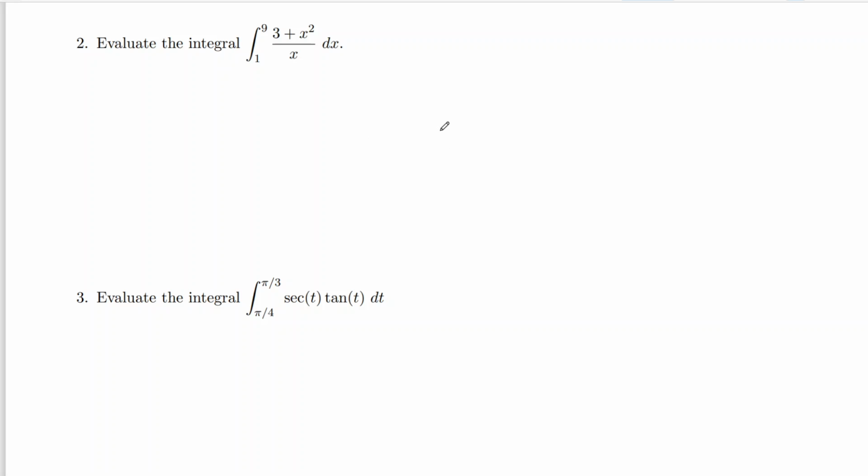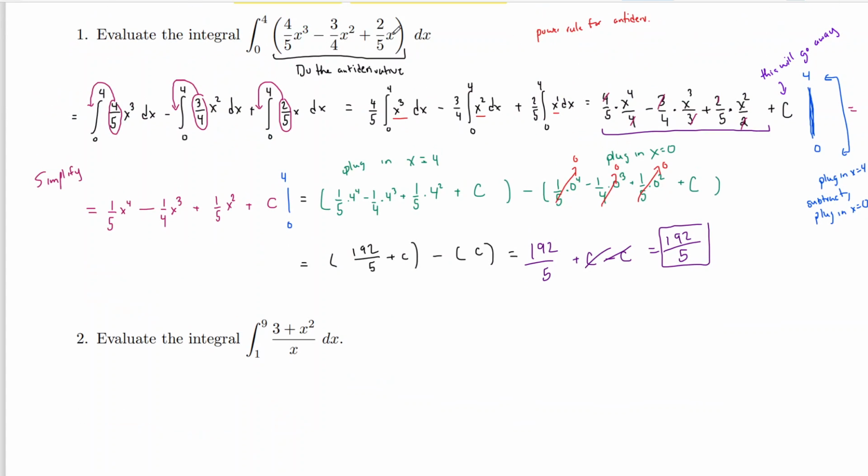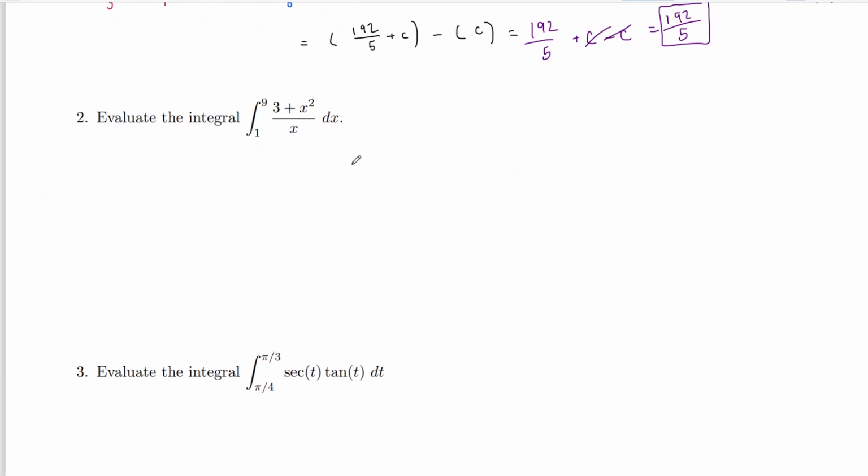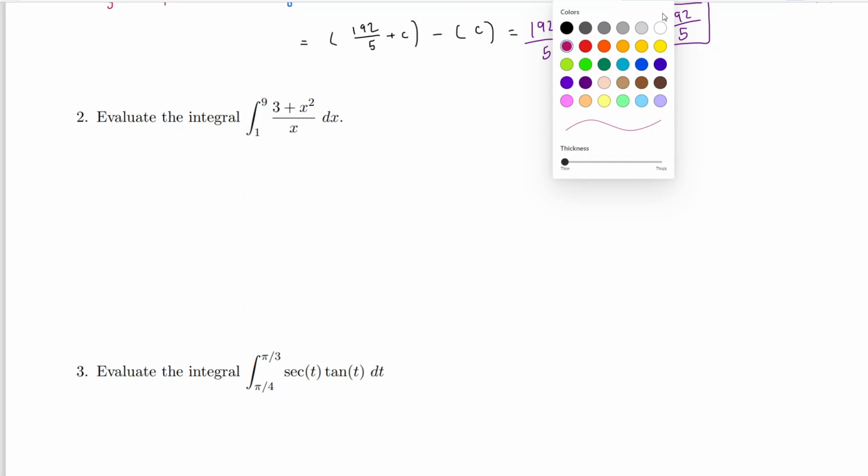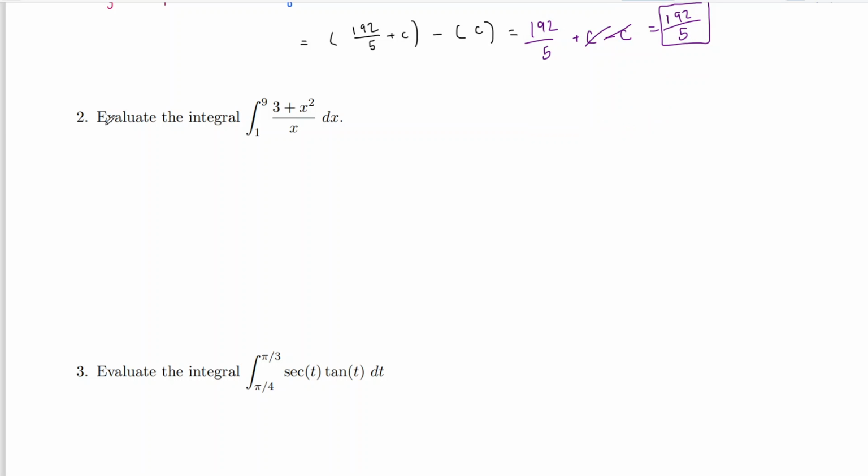So number 2 here says evaluate the integral from 1 to 9 of 3 plus x squared over x. Now technically, compared to the one we did before, this was a polynomial which is continuous everywhere. This is not continuous everywhere, so technically there is a possibility you cannot evaluate this integral. And it's not something that we often check because we just kind of do it. But what this says is that this function inside here, the denominator is 0 when x is 0. So this is not continuous.